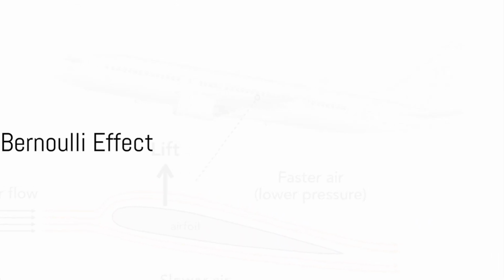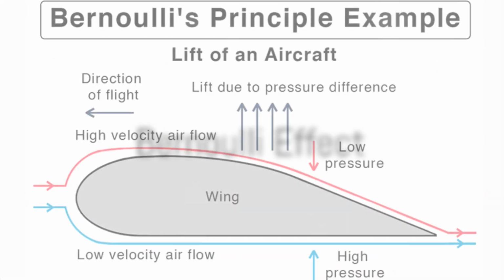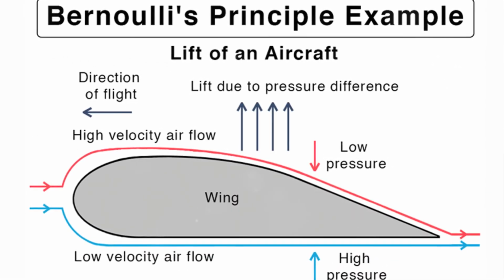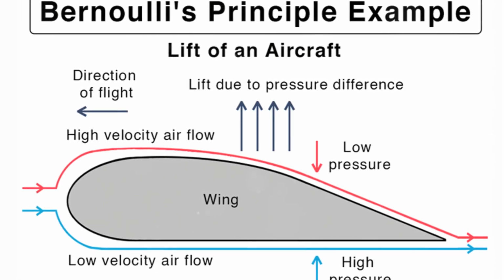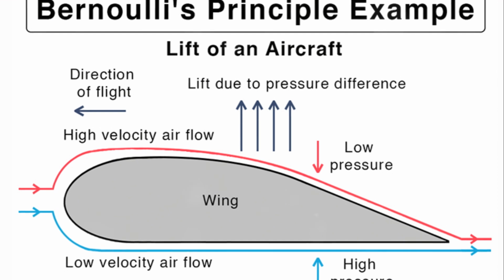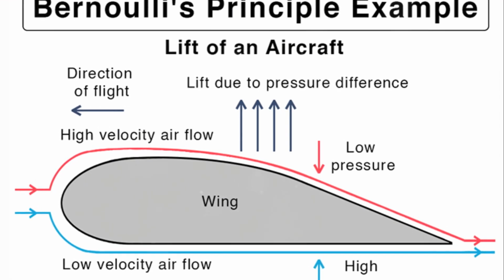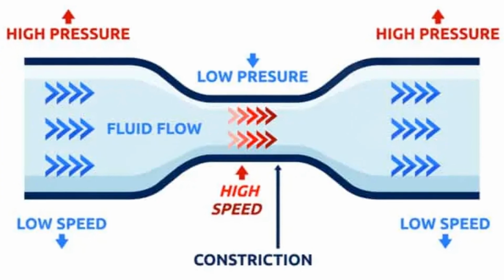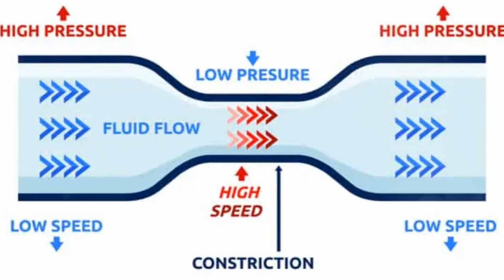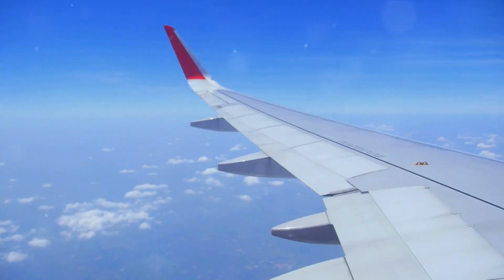Finally, let's touch on the Bernoulli effect. It's the principle behind the lift of an airplane wing or aerofoil and the operation of a Bunsen burner. According to Bernoulli's principle, an increase in the speed of a fluid occurs simultaneously with a decrease in pressure or a decrease in the fluid's potential energy. This effect is easily demonstrated by pumping water through a pipe with a constriction.